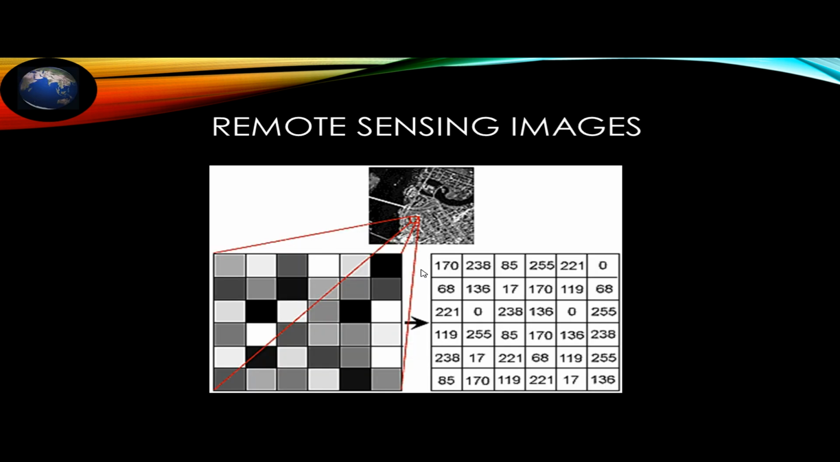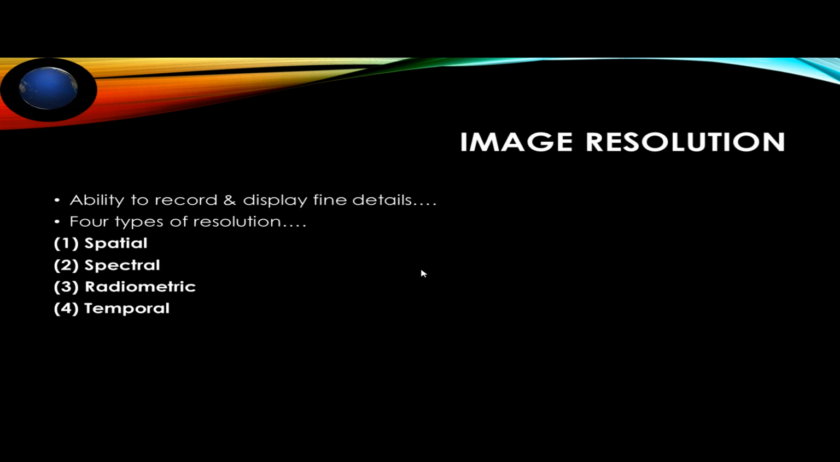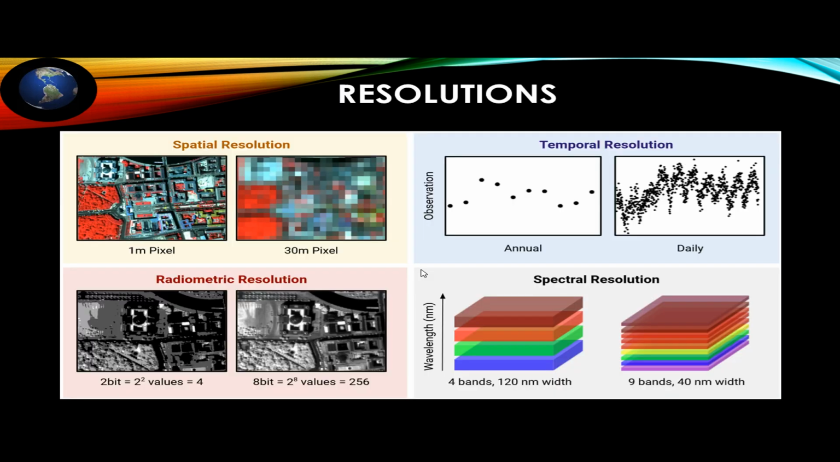The image can be understood through different types of resolution. The ability to record and display the finer detail comes under image resolution. For any satellite data, we want to know the different resolutions in order to process it further, based on the corrections to be done. The four types of resolutions are spatial resolution, spectral resolution, radiometric resolution, and temporal resolution. So these are the four different resolutions.